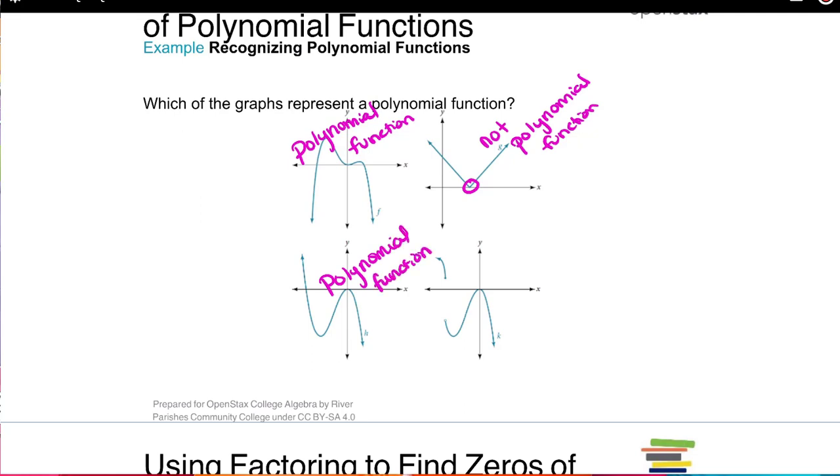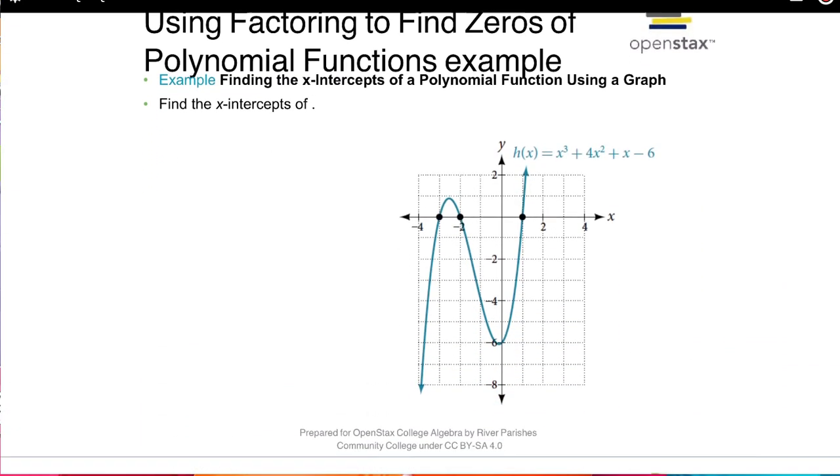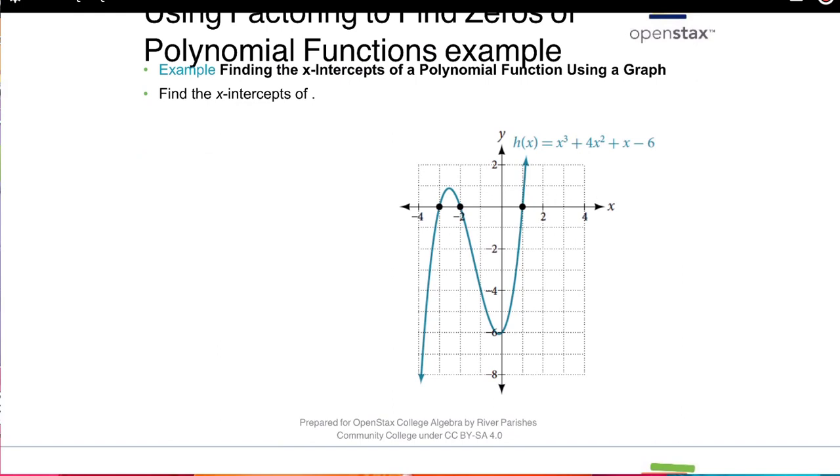What about this last one? You can see right up front there's a hole in the graph. So because there's this hole in the graph, it's not a polynomial function. Okay, so again, polynomial functions, they have smooth curves, no breaks, no sharp corners. All right, so now we're going to start talking about finding zeros of polynomial functions.